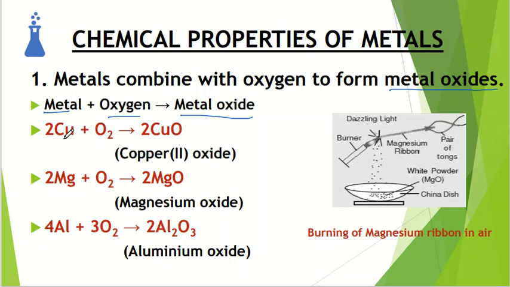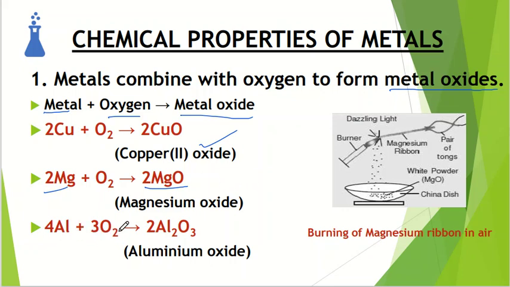Balance it by putting 2 before copper on the left hand side, and on the right hand side we write 2 before copper oxide. It is also known as copper(II) oxide. Magnesium plus oxygen gives us magnesium oxide. Balance it by putting 2 before magnesium on the left hand side, and on the right hand side we write 2 before MgO.